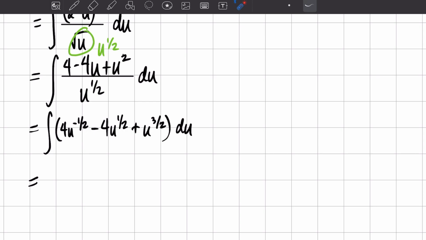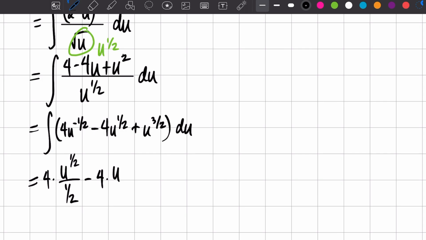And this one is quite easy to integrate. We will just use the power rule. So we have here 4 times u raised to negative 1 half plus 1, so we get 1 half all over 1 half, minus 4 times u raised to 1 half plus 1. That's 3 over 2 all over 3 over 2, plus u raised to 3 halves plus 1. That's u raised to 5 over 2 all over 5 over 2, plus c. And let's leave it as is. Let's not simplify it further.